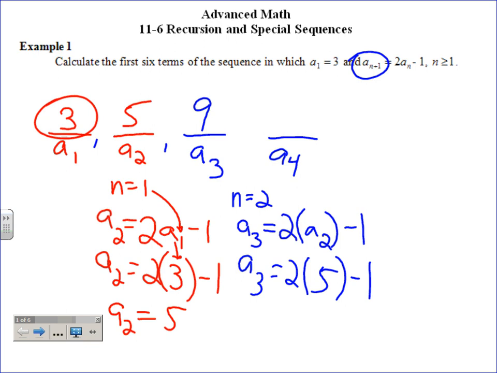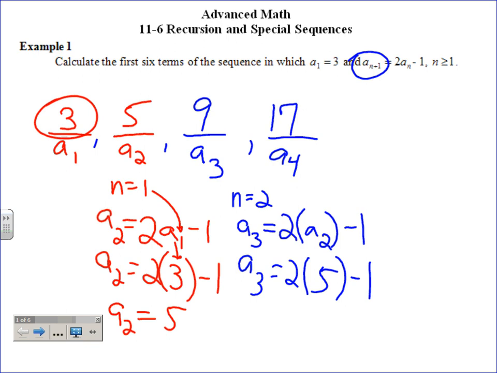So to find a sub 4, let's take 2 times the previous term, which happened to be 9. So take 2 times that, which is 18, and subtract 1, you get 17. Now, somebody in the other class said, well, doesn't it go up by 2, 4, and they looked at it that way. And there is no coincidence there because of the 2 that's in the equation. So have I found all of them I'm supposed to find?